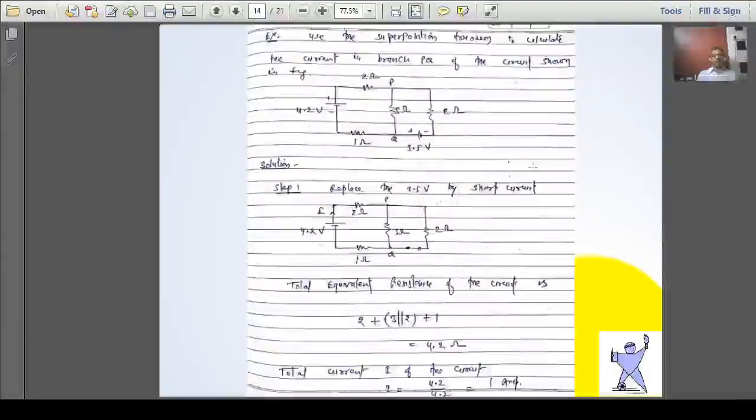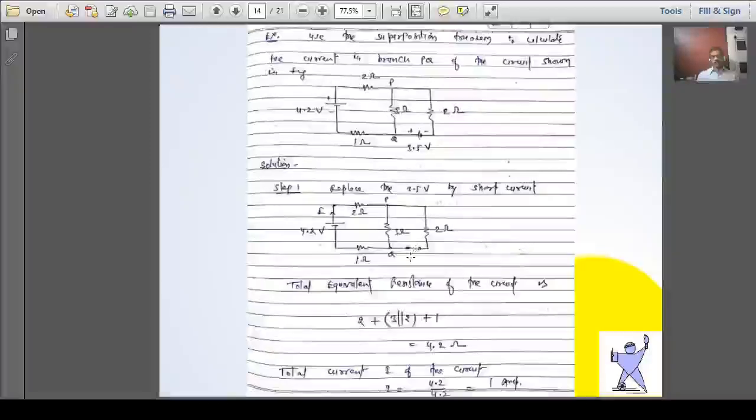In the second problem, what is it saying? Use the superposition theorem to calculate the current in branch PQ of the circuit shown in the figure. It means I have to calculate the current in the PQ branch for the given circuit in which there are two voltage sources, a 4.2 volt and a 3.5 volt source. Okay, so in step 1, we'll consider the 4.2 volt source and will replace the 3.5 volt source by a short circuit.